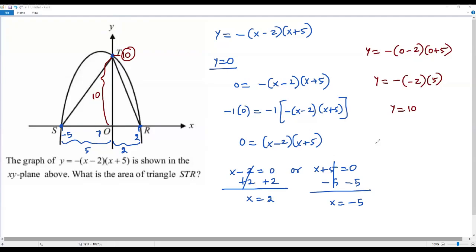Now let's get the area of the triangle STR. Let me write it over here. Area of triangle STR equals, the formula is 1 over 2 times base times height. So 1 over 2 times the base of the triangle, which is 7, times the height of the triangle, which is 10. 2 goes into 2 1 time, and 2 goes into 10 5 times. Now we multiply these three values: 1 times 7 is 7, 7 times 5 is 35. Therefore, the area of triangle STR is 35 square units.